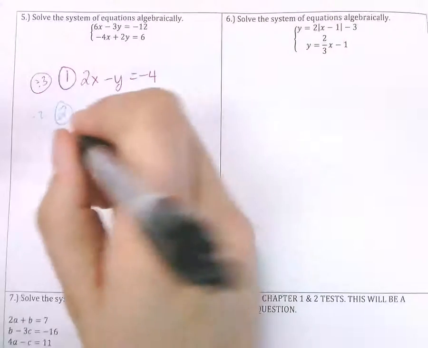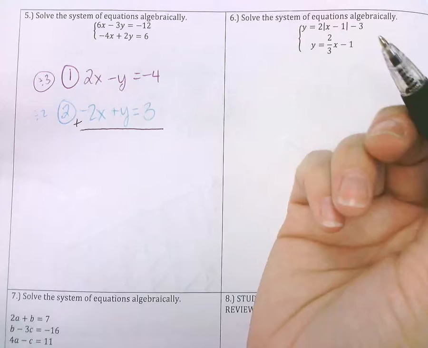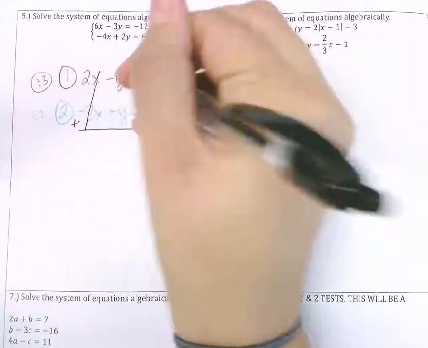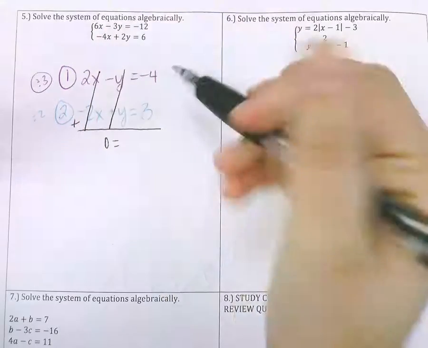It's easier to do elimination. If you add, they all cancel out. You'll see that this cancels, this cancels. So what's left on the left? 0. What's left on the right?